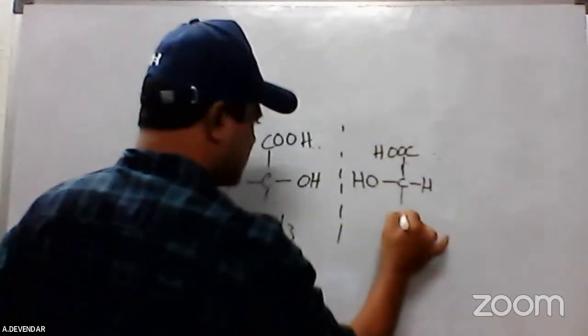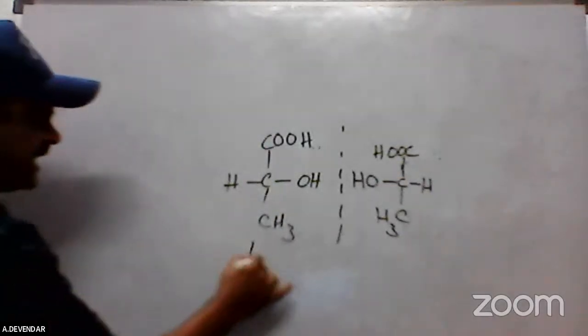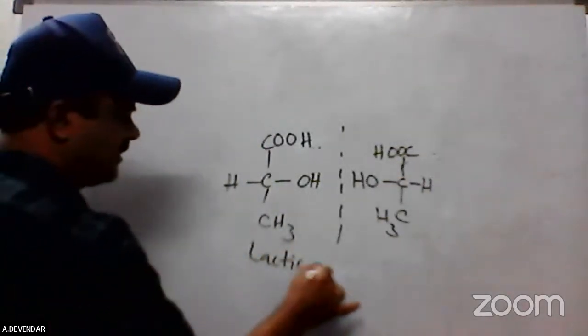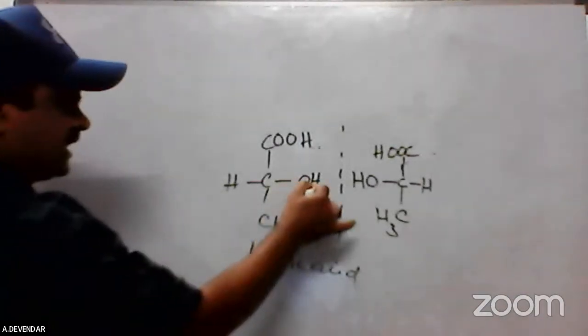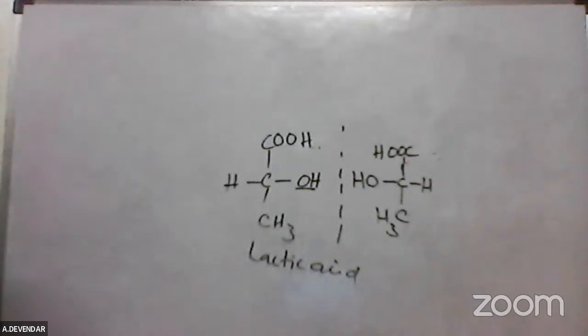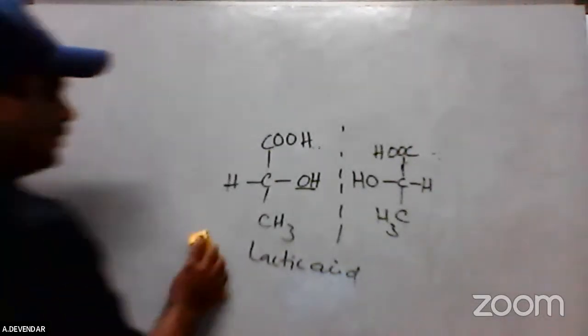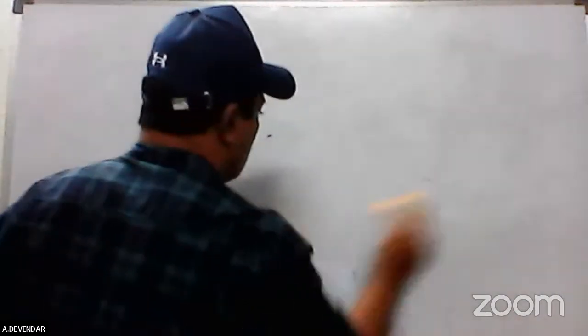This is a mirror image. This is a lactic acid. So this OH is on the left side, and on the other it will be on the right side. That is called optical isomers. You learned about isomers in the last class. Now I'm going to the second unit.